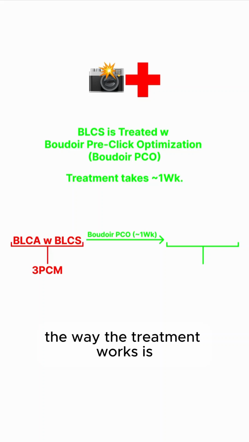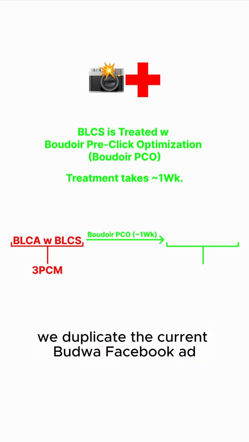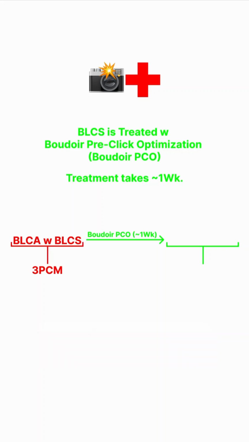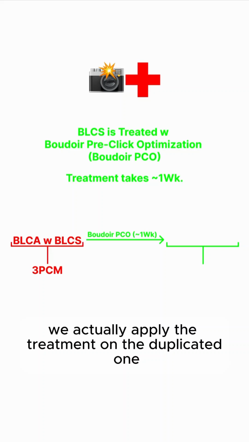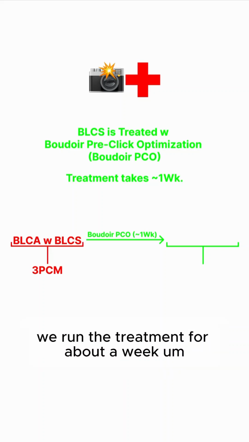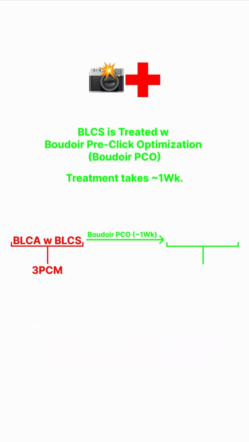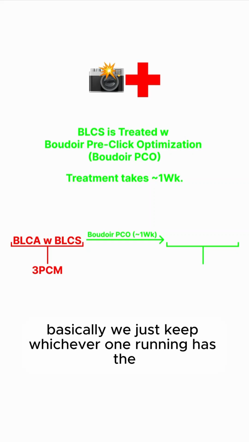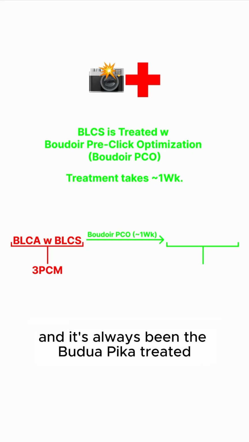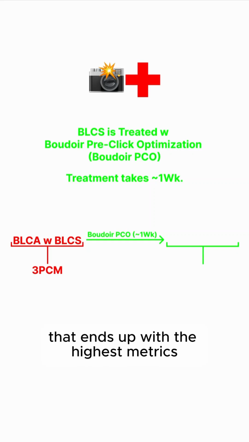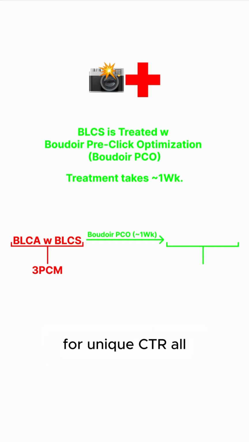The way the treatment works is we duplicate the current Boudoir Facebook ad and leave the original. We apply the treatment on the duplicate and run it for about a week. After about a week, we just keep whichever one has the highest metrics running, and it's always been the Boudoir Pico treated ad that ends up with the highest unique CTR all.